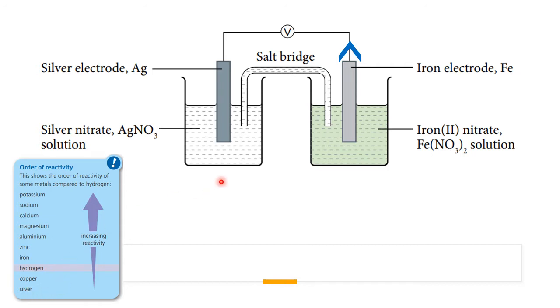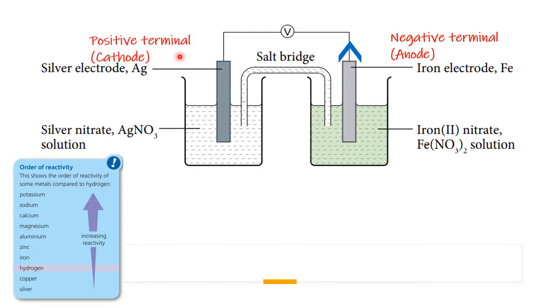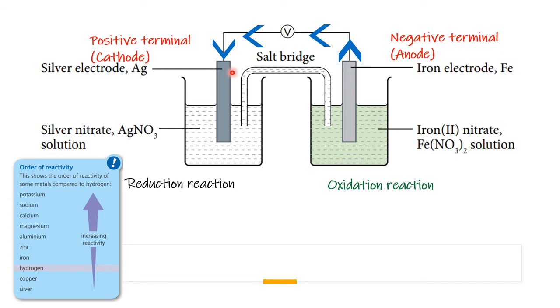Therefore, iron will act as the negative terminal or anode, while silver will act as the positive terminal or cathode. At the anode, it will always undergo oxidation reaction. Therefore, iron will release electrons, and the electrons flow out through the external circuit and go to the cathode. So that's the oxidation reaction. So the half equation at the anode is iron releases electrons to become Fe2+ ion.